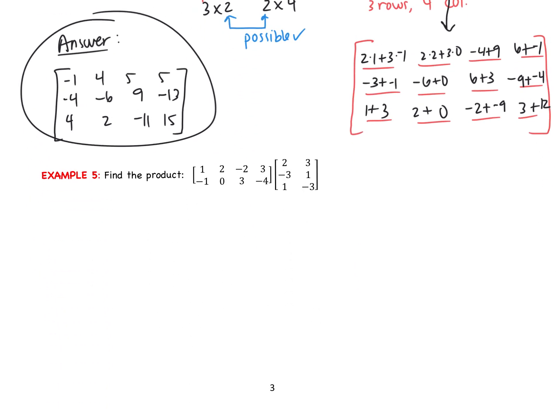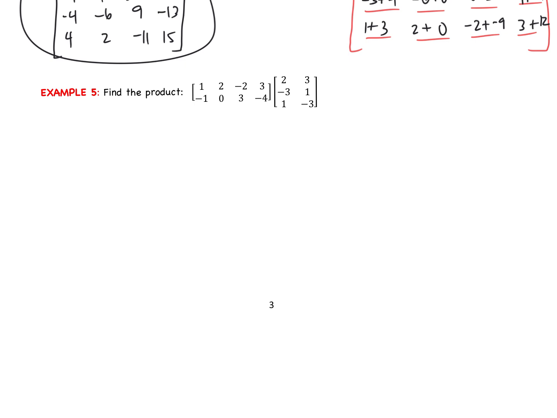Okay, if we look at this example 5, find the product. We're going to start again like we did in example 4. First, we need to know, is it even possible to multiply these? So you're going to need to note the dimensions of the two matrices. The first matrix has 2 rows and 4 columns. The second one has 3 rows and 2 columns. In order for it to be possible, these two numbers need to match. They don't, so we would say not possible. And that's it, you're done.